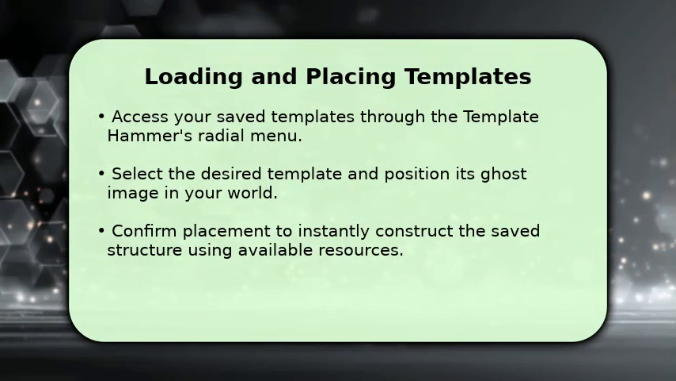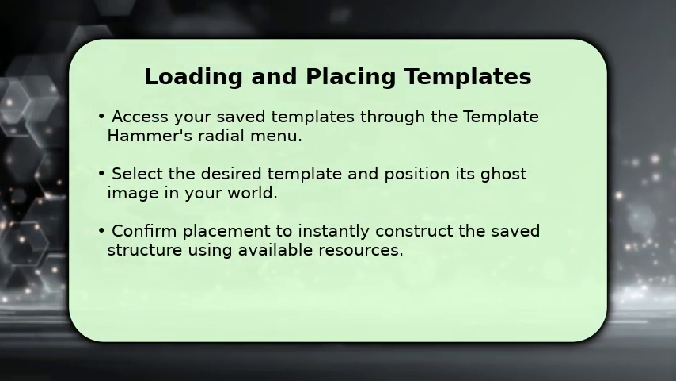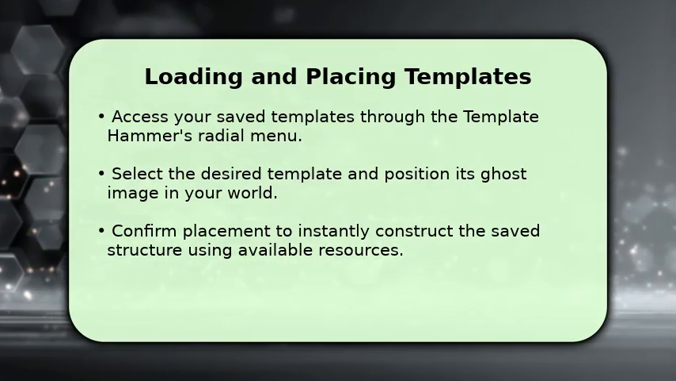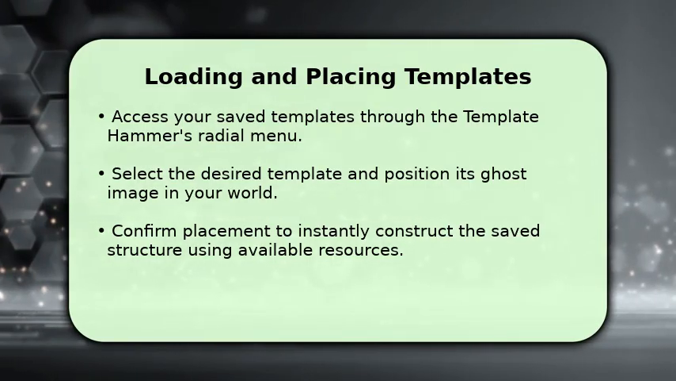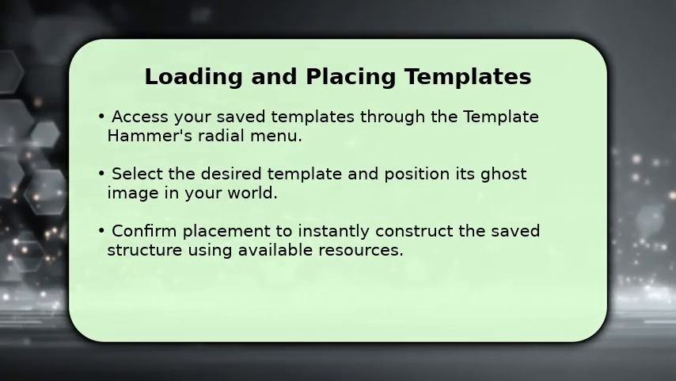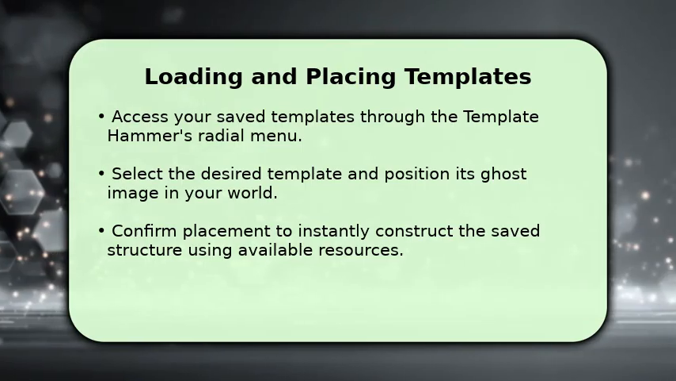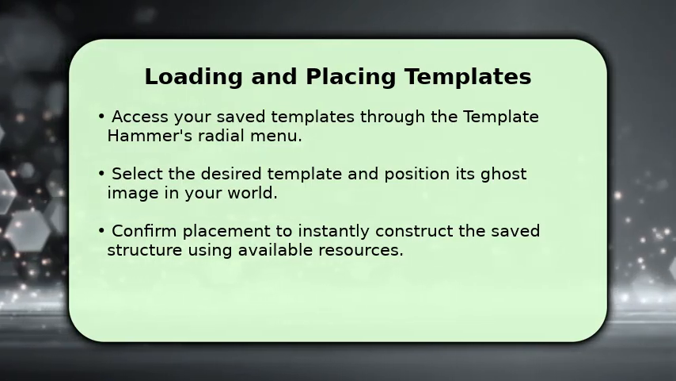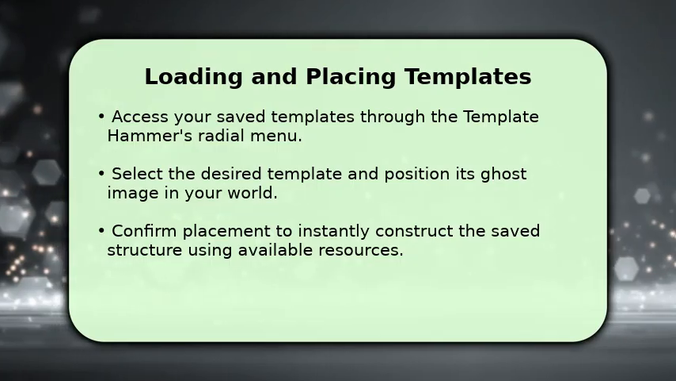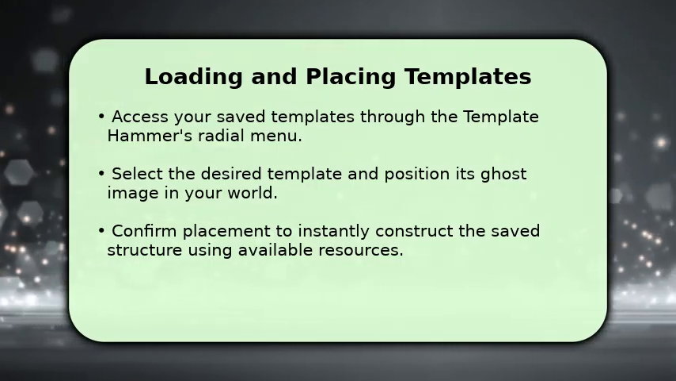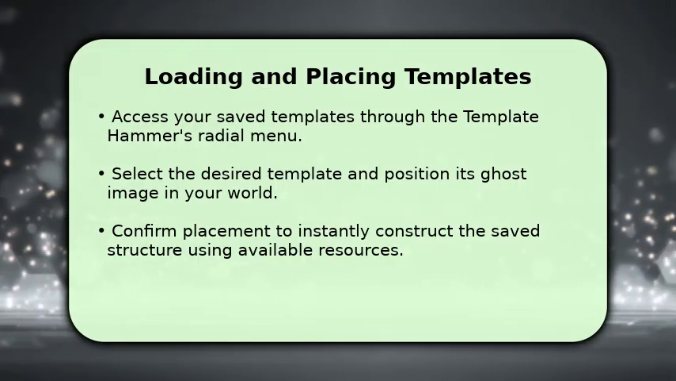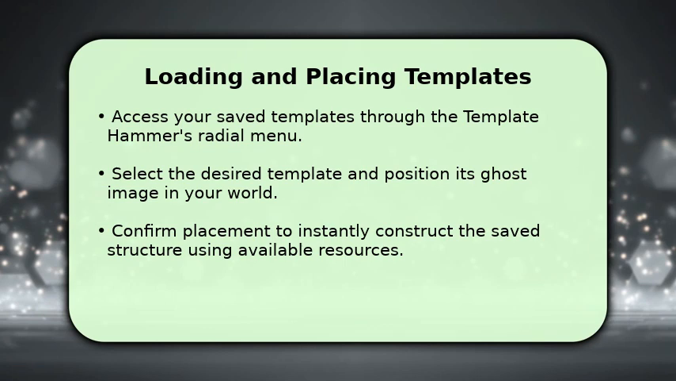Once you have a template saved, loading it is straightforward. With the template hammer equipped, open its radial menu and navigate to your saved templates list. Select the template you wish to place, and a ghost image of your structure will appear in the world. Carefully position this ghost image exactly where you want your new build to stand. After confirming the placement, the structure will instantly materialize, consuming the necessary resources from your inventory or nearby storage. It's an incredibly fast way to build.